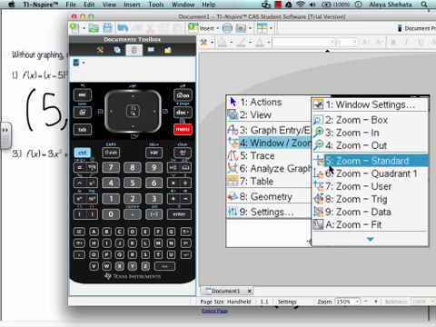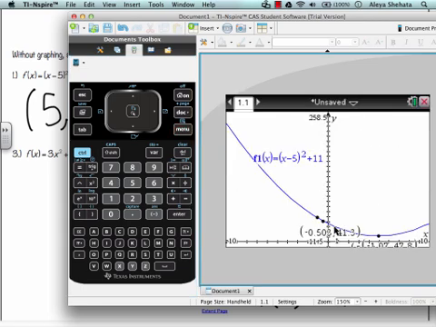So I'm going to try something different. I'm going to go to zoom fit and see what happens with that. And I can kind of see the vertex. I mean, I can't see the full parabola, but for the purpose of what I want to do right now, I can see the vertex.